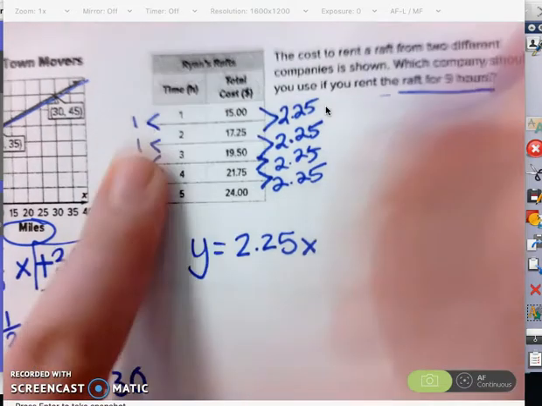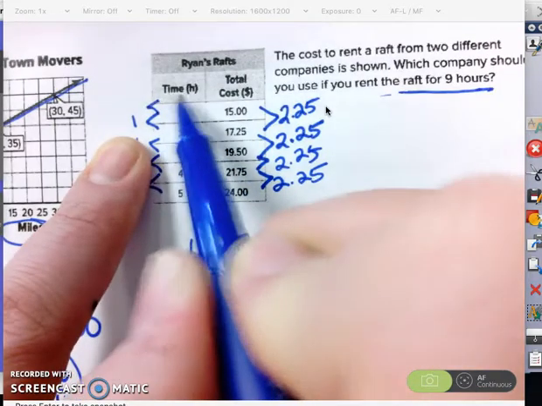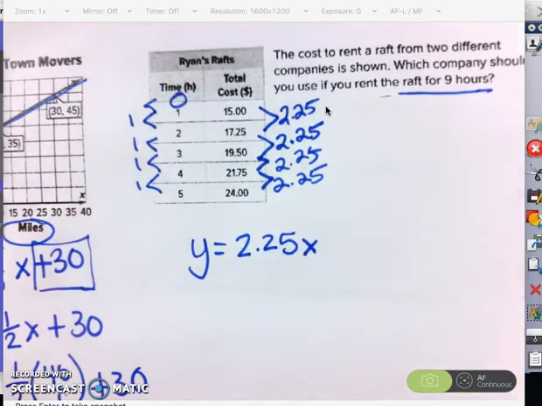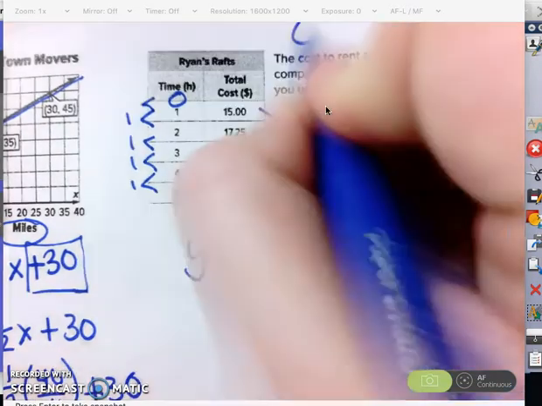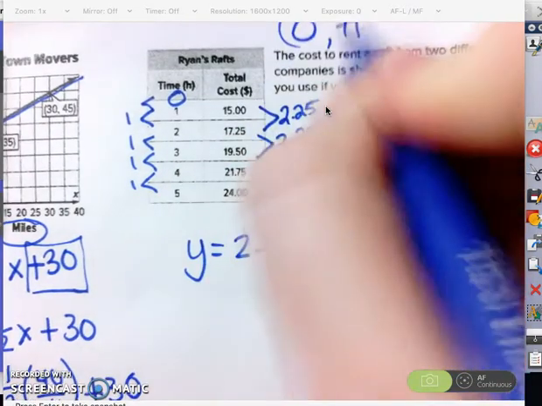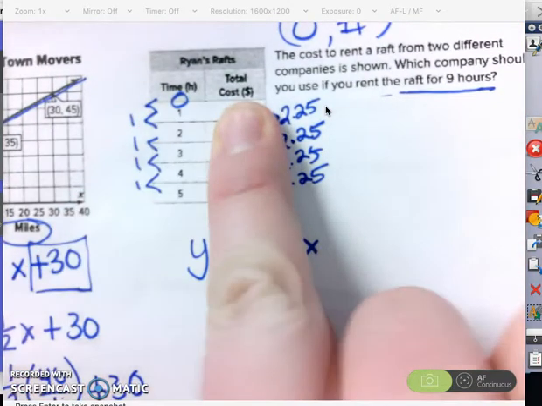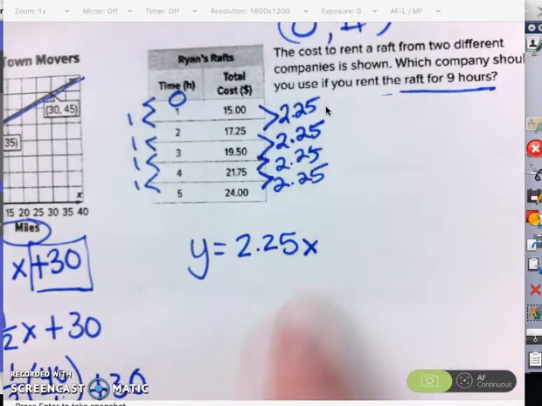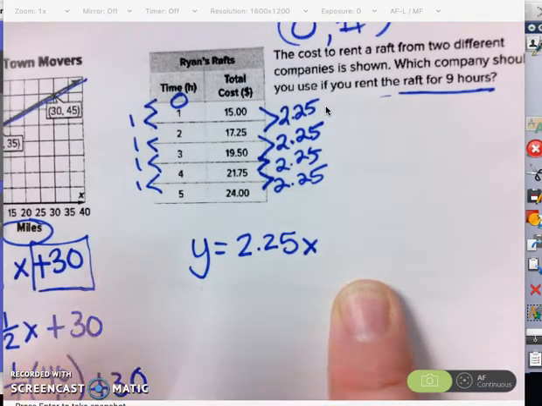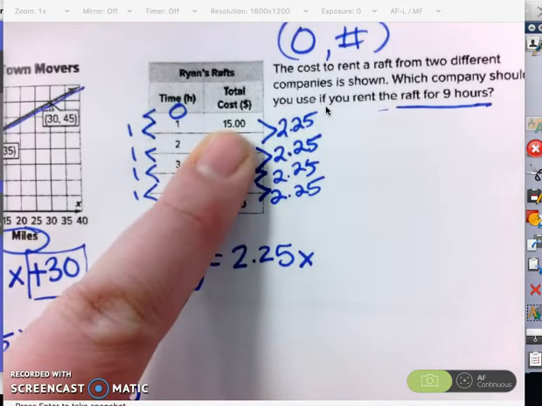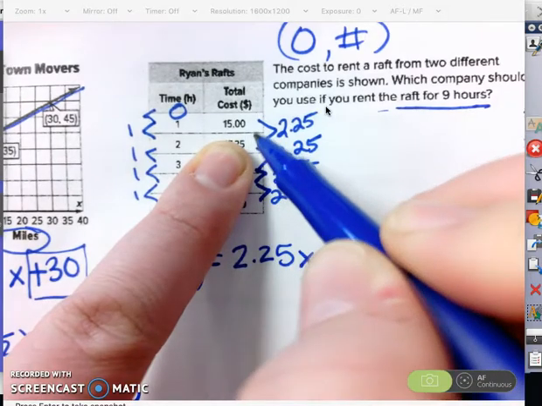Now, where's my starting or my base fee? Well, just like before, if I subtract 1 here, I get 0. Well, I'm trying to find what my y-intercept would be. I'm trying to find 0, comma, a number. Before it was 0, 0, so we just had our equation, nothing added or subtracted here. Well, this one, if I subtract 2.25 from 15, I'm not going to get to 0.